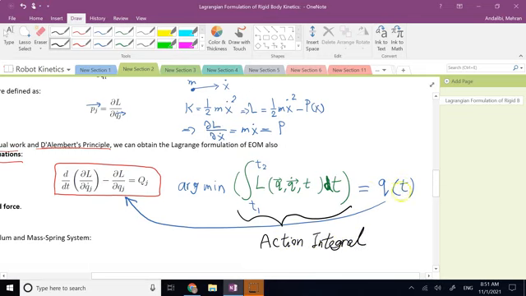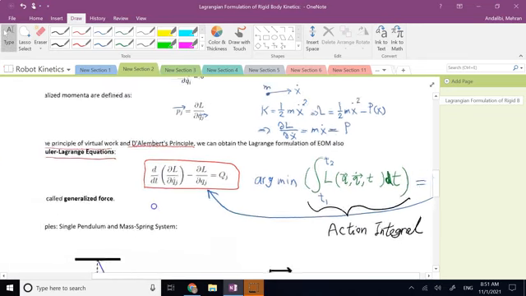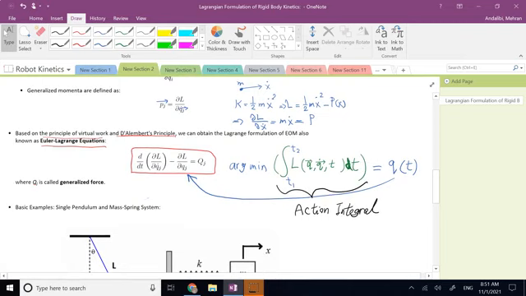So the actual solution is the function that minimizes the action integral, and this is basically how nature works. When it moves from one point to another, the configuration of the system, the degrees of freedom of the system, choose those paths, those functionalities that minimize this integral. Okay, the principle of least action is another way that we can describe this.